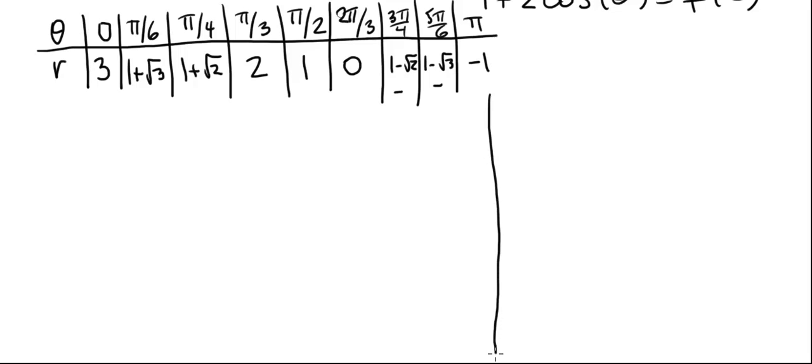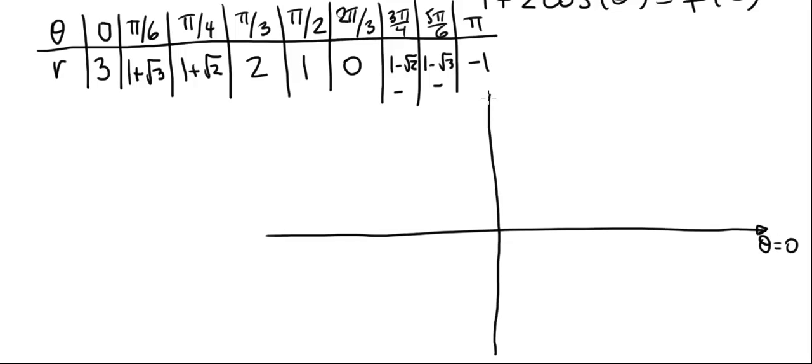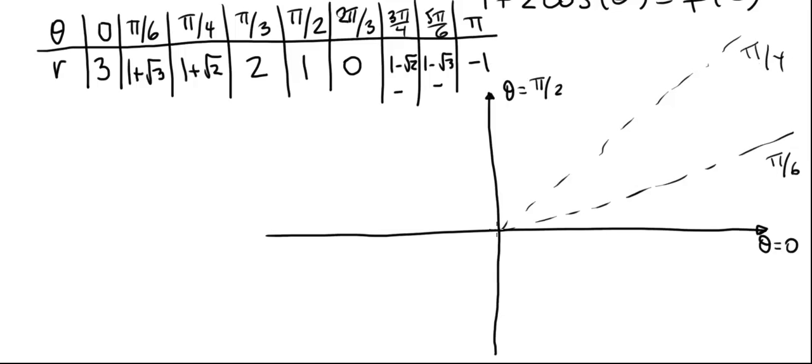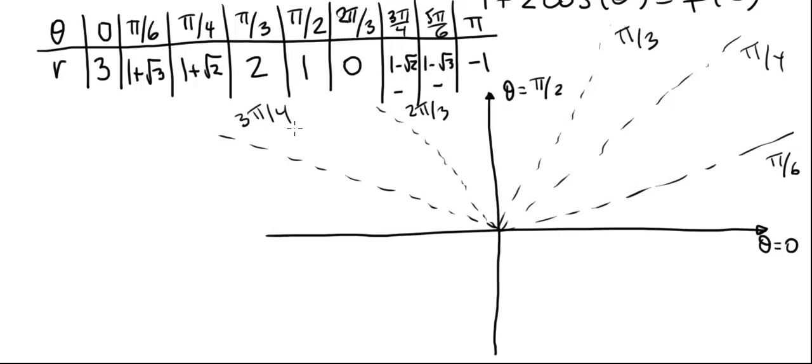So we'll just make our grid like this and indicate various rays for different angles. This is theta equals 0, this is theta equals pi over 2. We'll start here. This is pi over 6. This will be pi over 4, pi over 3, and over here this will be 2 pi over 3. This is 3 pi over 4, and this ray will represent 5 pi over 6. So we are ready to sketch.